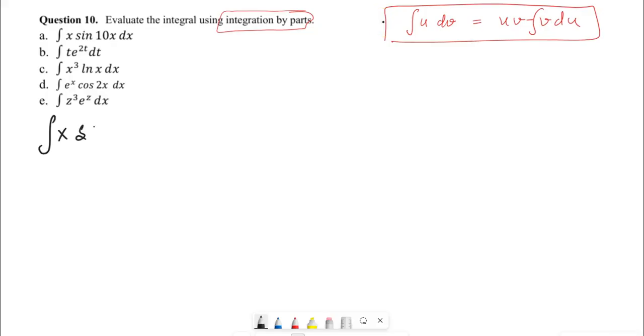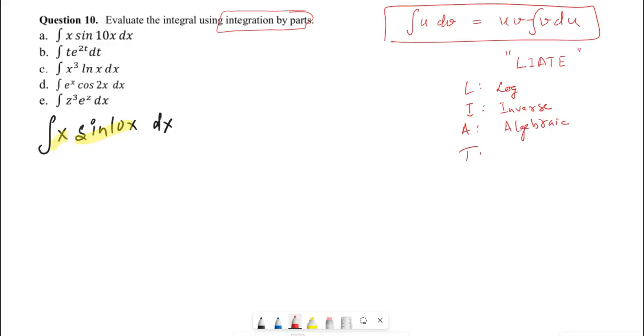In the question, for example, in the first one, there are two functions, right? One function will be named as u, one function will be named as dv. How do you decide that? Usually by a small mnemonic. I use LIATE. It's used a lot in the books. L stands for log functions. I stands for inverse functions. A stands for algebraic functions. T stands for trig functions. E stands for exponential functions.